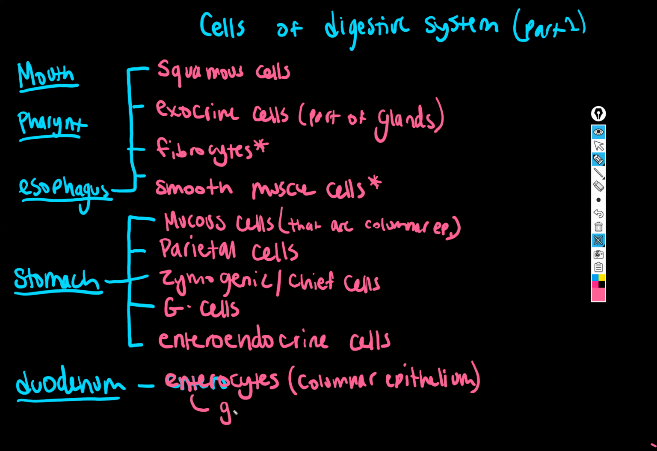So some of them are, well, let's just make goblet cells a separate thing because they're sort of part of the mucosa, but they only produce mucus. So those are going to be alongside enterocytes in the same columnar epithelium, but producing mucus specifically.